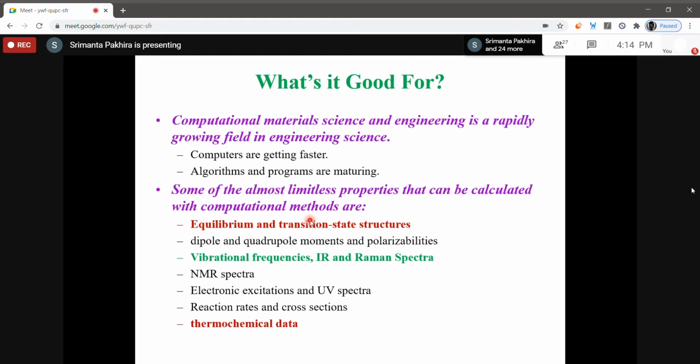So what we mostly study from that is that the equilibrium structure and the transition structure are required. When some material has been formed or some reaction happens, there is always an unstable position, known as the transition state structure.